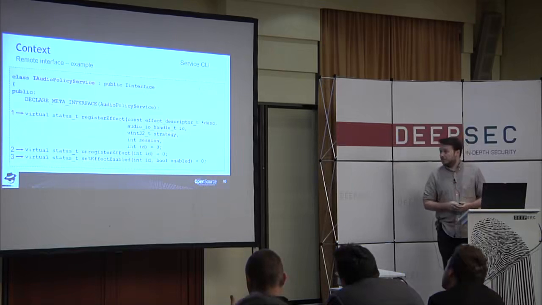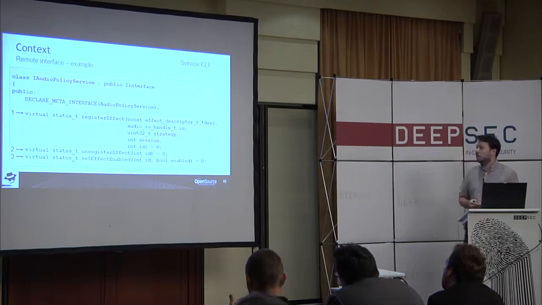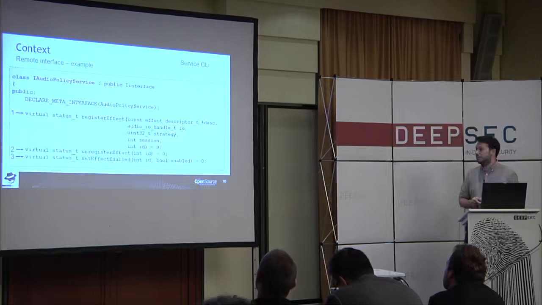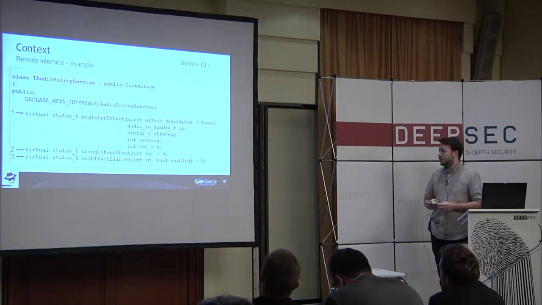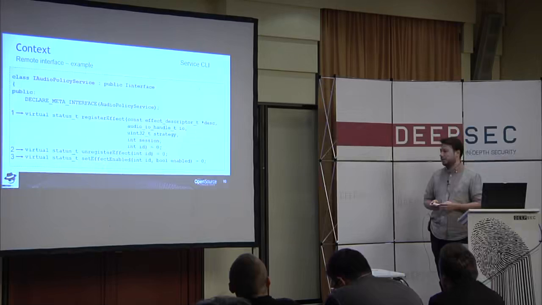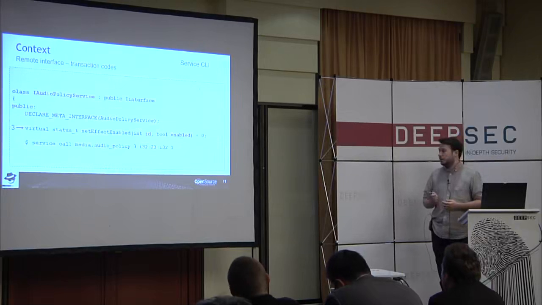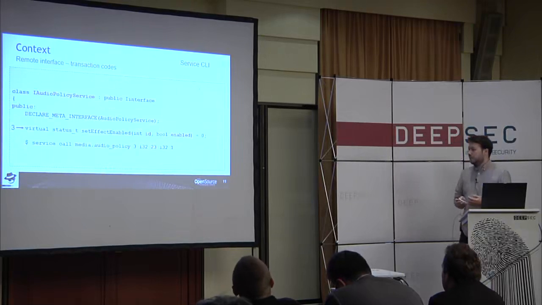This is an example of the source code of an interface for a system service. Now, this is the audio policy service interface. You can see the methods that are being declared: method number 1, method number 2, method number 3, and so on. Let's take, for example, the setEffectEnabled method, which is method number 3.